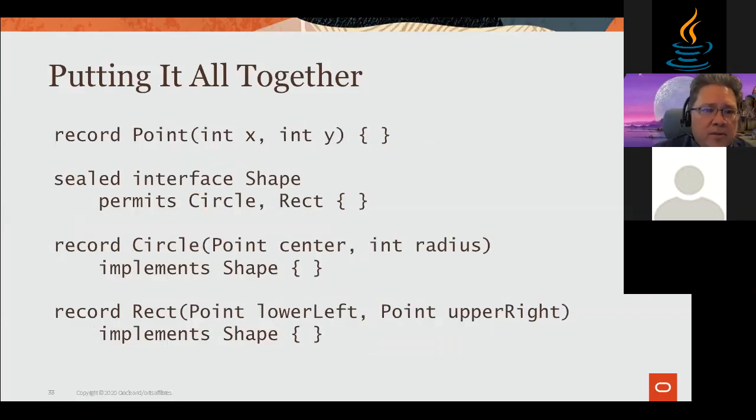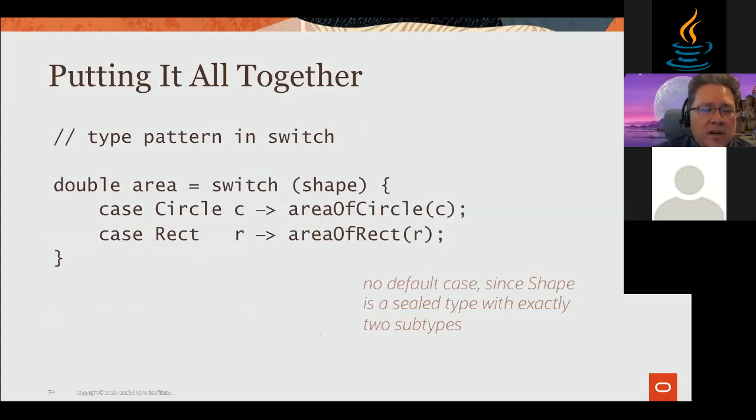Okay, so this is our previous example of sealed interface Shape. Now notice, what I said earlier, Shape has two implementations, Circle and Rect. So let's write a switch statement using this. This is all future stuff. This is not in preview yet. But if we switch over a shape, we can switch on its type. So if it's a circle, we can call this method areaOfCircle. And if it's a rect, we can call this other method areaOfRect.